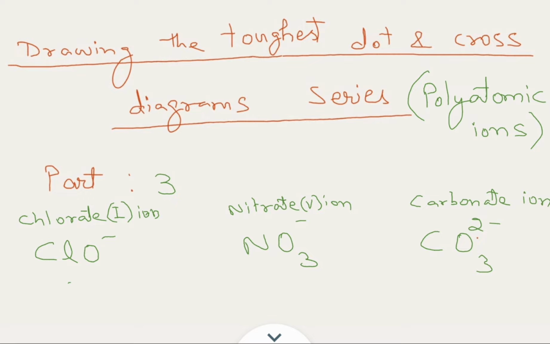Part 3 of this series of drawing the toughest dot and cross diagrams. Here I am helping you with chlorate ions, ClO minus, nitrate NO3 minus and carbonate CO3 2 minus. The one similarity in all of these is that they all have oxide ions, and the oxygen atoms in all of these have acquired an electron from another positive cation to gain this negative charge. So now let's see how we draw these diagrams.